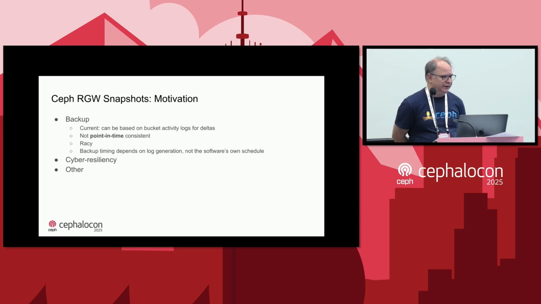And the motivation for RGW Bucket Snapshots, there are many different reasons, but the main motivation at the time when we looked at it was how can we take RGW and do backup. And there were a few solutions, but the one main solution that was proposed is using activity logs for that. And activity logs, let's say, are not the perfect tool for doing backups.